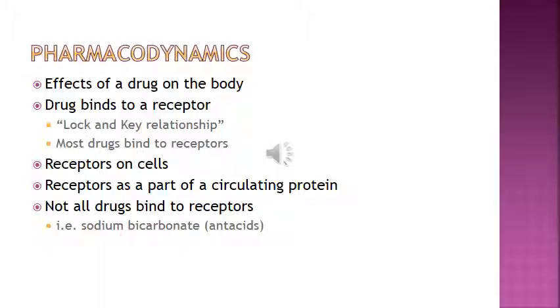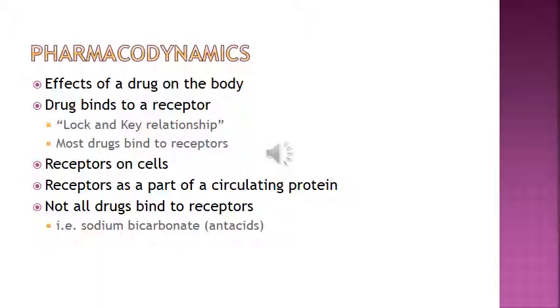There are specialized receptors on the cells, and there are also receptors as a part of the circulating proteins in the body. Depending upon what type of effects are going to have to take place with the drug, that will be the type of receptor that they bind to. There's a real simple figure in your text on page 19 looking at the lock and key relationship.